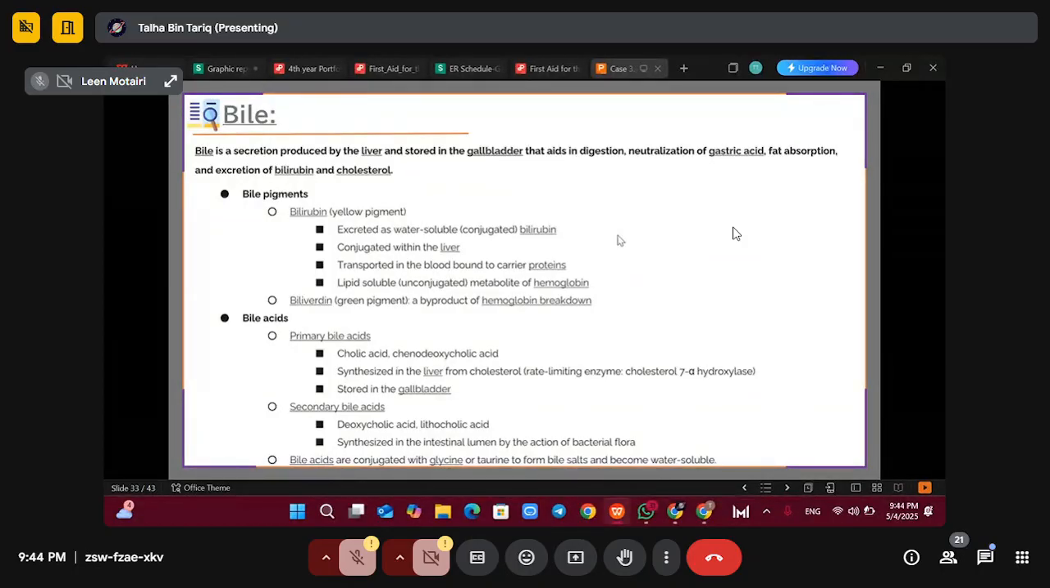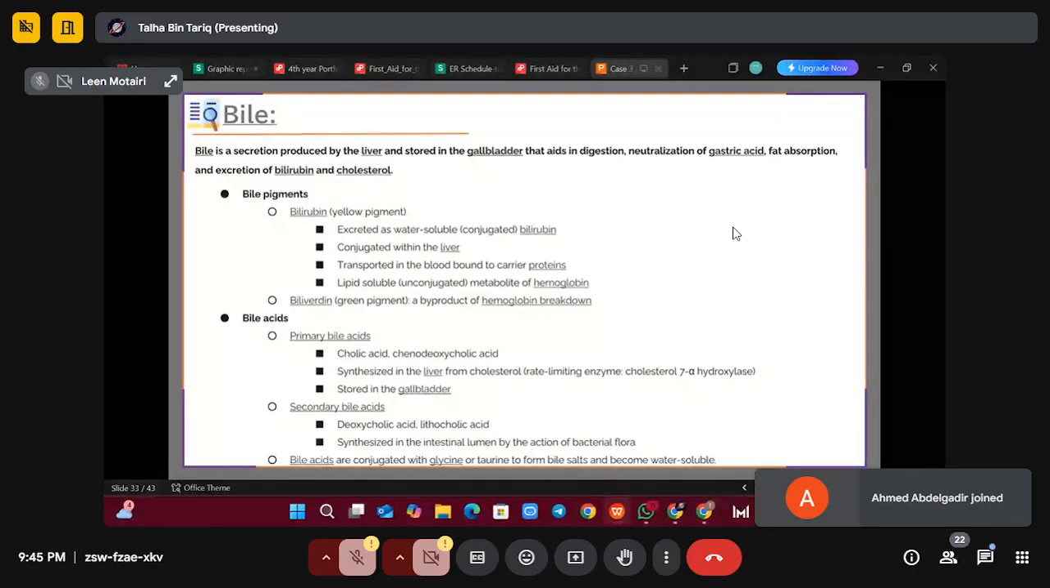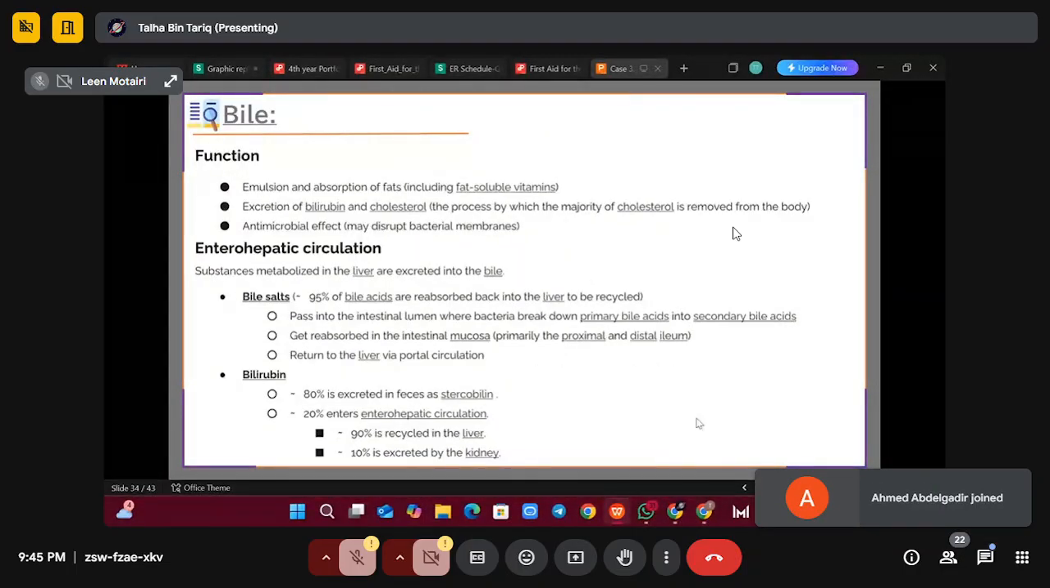Okay, so bilirubin, I told you, is excreted as water soluble or conjugated bilirubin. The liver is conjugating the bilirubin, and it's transported in the blood bound to carrier proteins. As I said, it can be albumin which is binding this bilirubin. And if it's unconjugated, then it's lipid soluble. Now I have a table in these slides which will be very helpful in tracking all of the bilirubin metabolism.